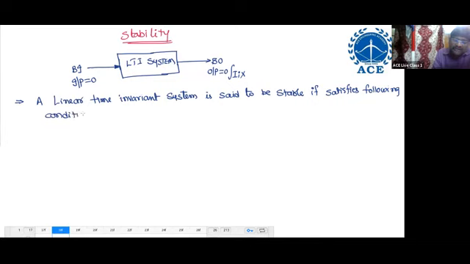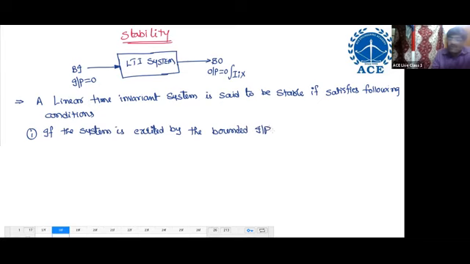The system satisfies the following conditions. First, if the system is excited by a bounded input, the output must be bounded.